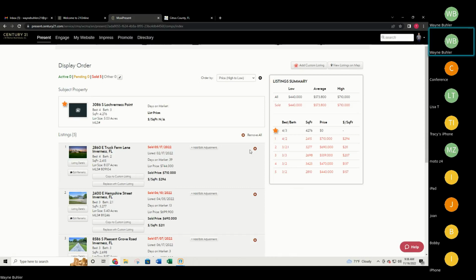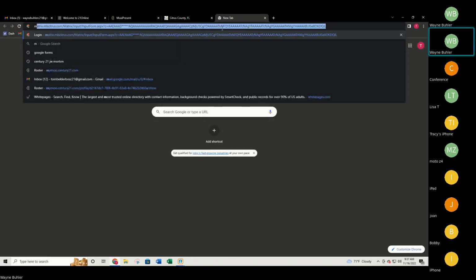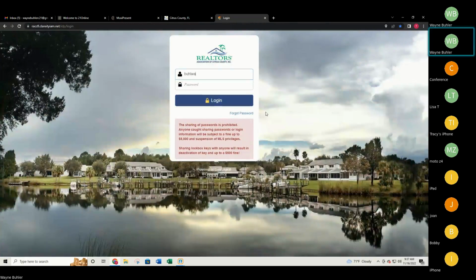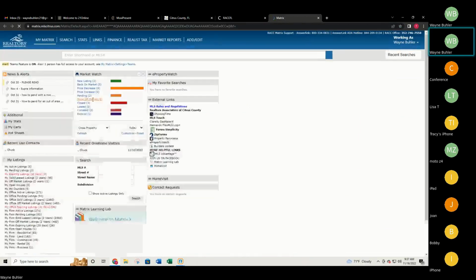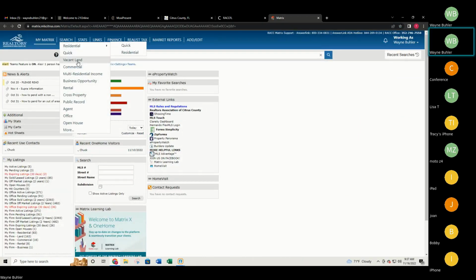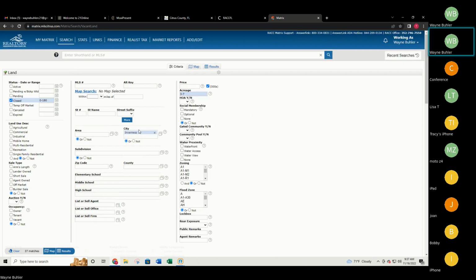So the first thing I want to talk about real quick, for those of you that are still new or feeling out the vacant land for the acreage adjustment. By all means, please open up a Matrix tab, and I should have done this already, I apologize, and do a search on the area for vacant land so you have your pricing. I'm going to do 3 to 7 acres in Inverness right now and see what comes up.